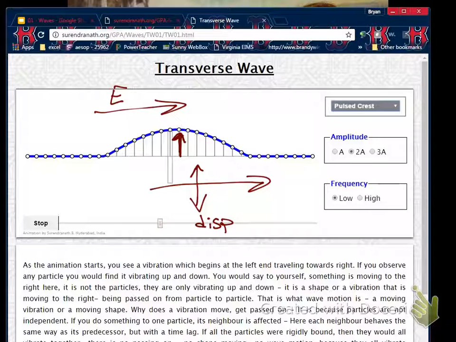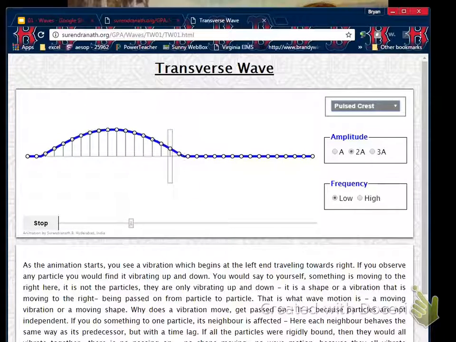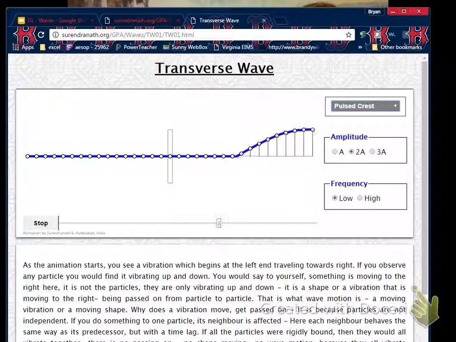And what happens to the medium after the wave has passed? Where is it relative to where it was before? It returns to equilibrium. So the medium isn't displaced indefinitely. It returns back to where it starts from. And you can see that here. Okay, so there's our pulse.